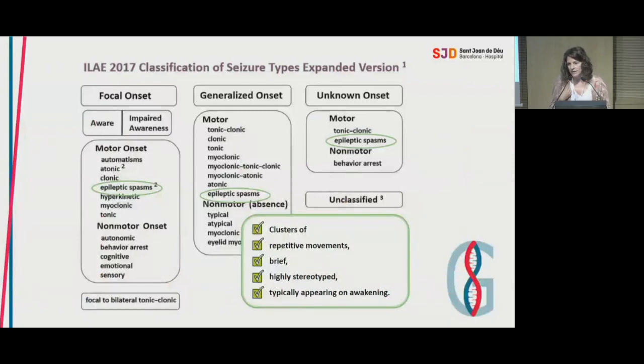But if I can give you some clues, there are these 5 clues. Epileptic spasms occur in clusters. They are clusters of repetitive movements, really brief movements, and highly stereotyped. They all the time look the same. And they typically appear on awakening, when the child is waking up. They can appear at other moments of the day, but when they wake up, there's always a cluster of spasms. And something I haven't written there is that another typical thing is that usually the first spasms of the cluster are more subtle, and then they go up in terms of intensity, and then they go down again.